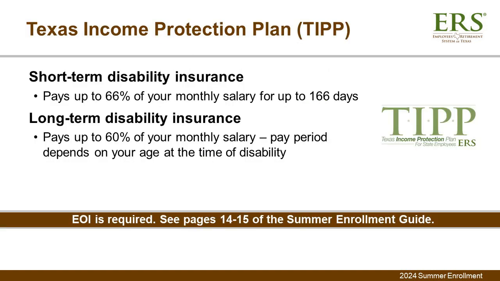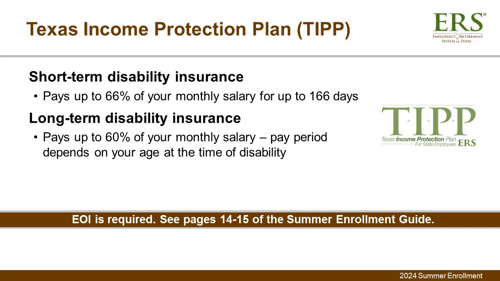Right now is the time to think about disability insurance if you're not already enrolled in it. Many U.S. workers don't have enough savings to cover 6 months of living expenses, and many don't have any money saved to replace lost income. It's important to be prepared for these unforeseen circumstances. So, consider enrolling in disability insurance through the Texas Income Protection Plan.